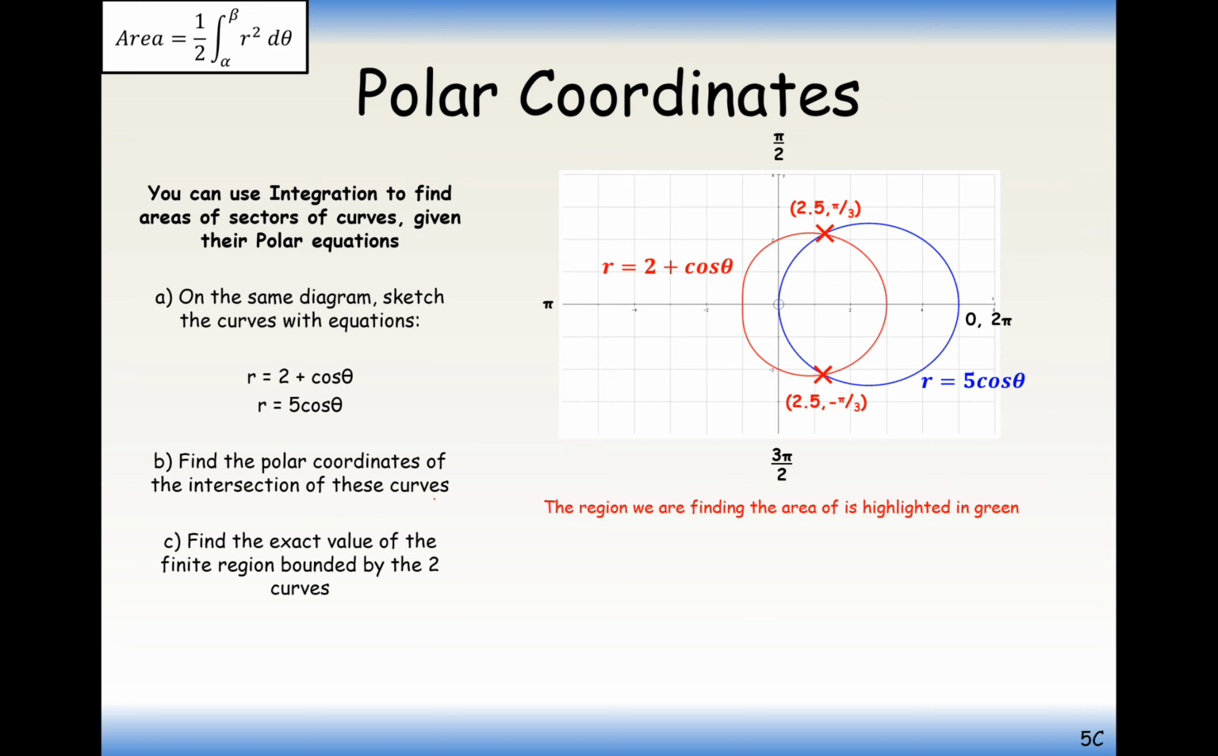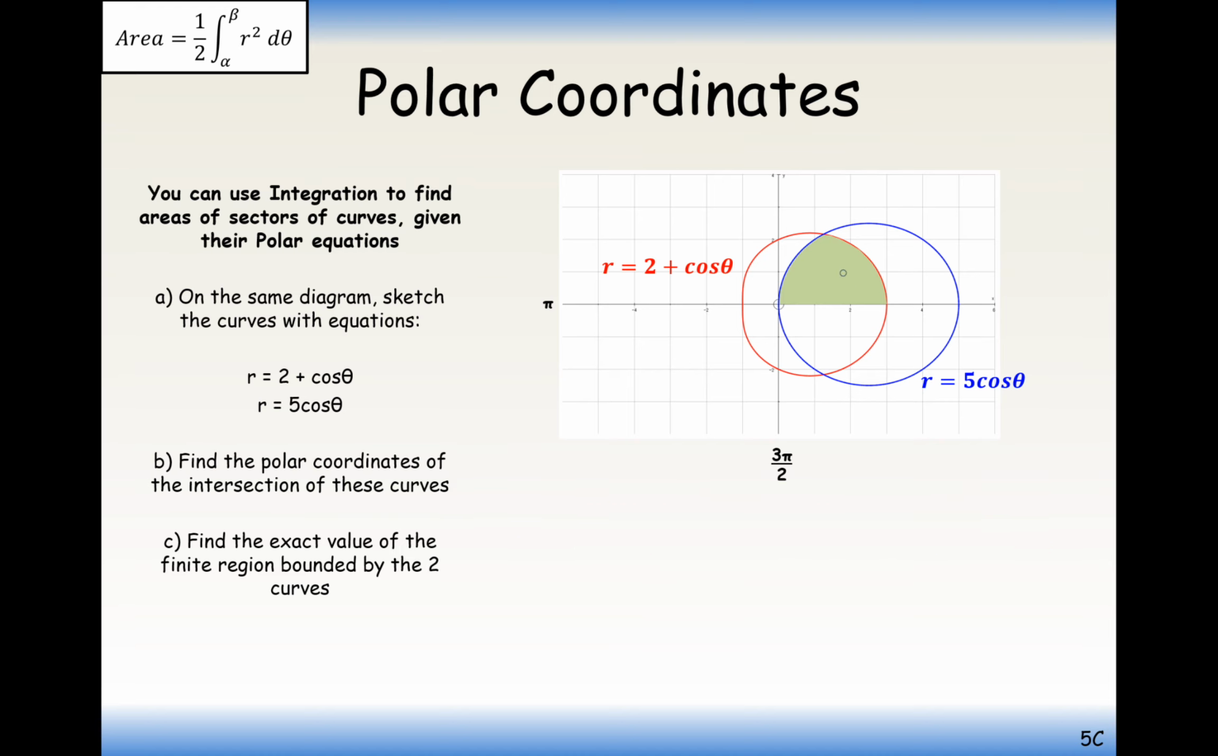So we've done part B now, let's move on to part C, find the exact area of the finite region bounded by the two curves. So the region we're finding is the area highlighted in green, it's this area here that we're looking to find the value of. The best way to do this probably is just to work out the area of the top part and then double it afterwards. So just work out this area on the top here.